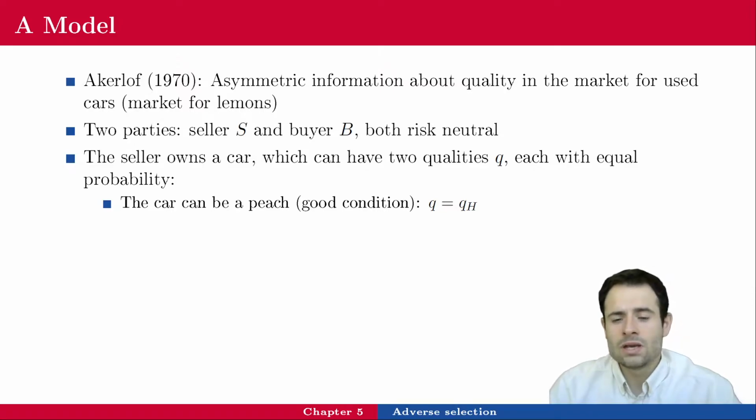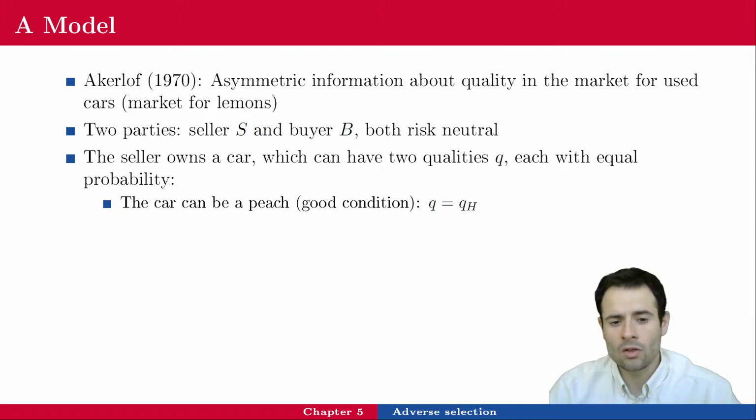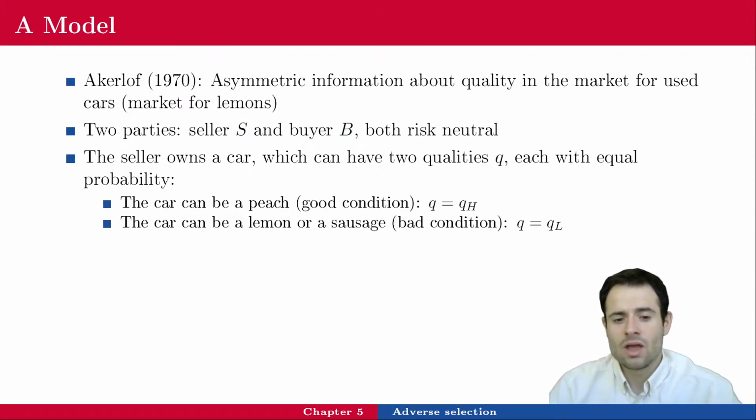The car could be a good condition car, so we call that a peach. In this case, the quality Q will be equal to QH. The car otherwise could be in a bad condition, and in this case it's called a lemon or a sausage. In this case, the quality is equal to QL.